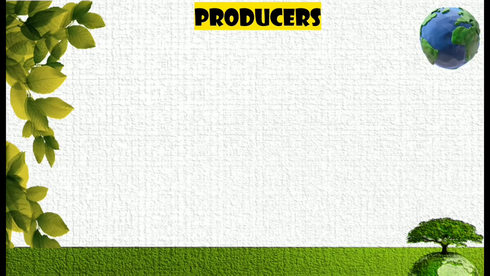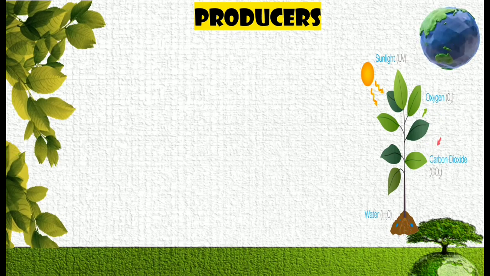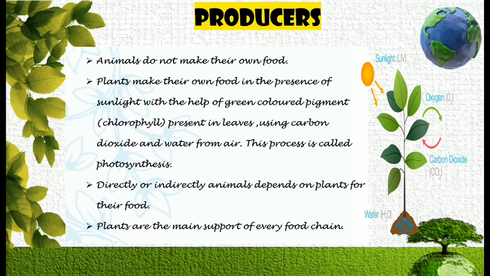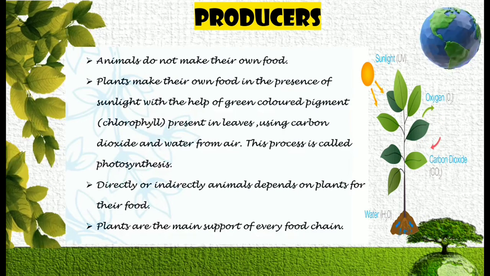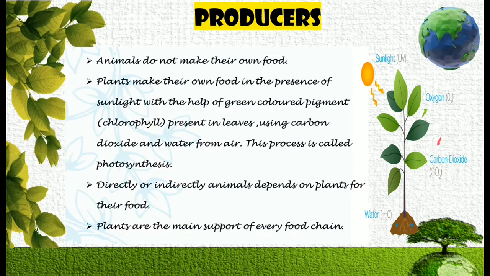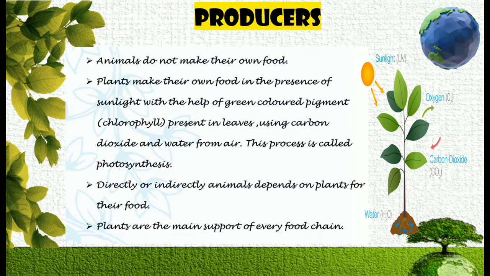So let's quickly revise what a producer is. We have all learned that plants are the only source of energy for all living organisms. Why do I say this? Because animals cannot make their own food. Plants can make their own food in the presence of sunlight with the help of the green colored pigment called chlorophyll present in leaves, using carbon dioxide and water from air. This process is called photosynthesis. Directly or indirectly, animals depend on plants for their food. Plants are the main support of every food chain.